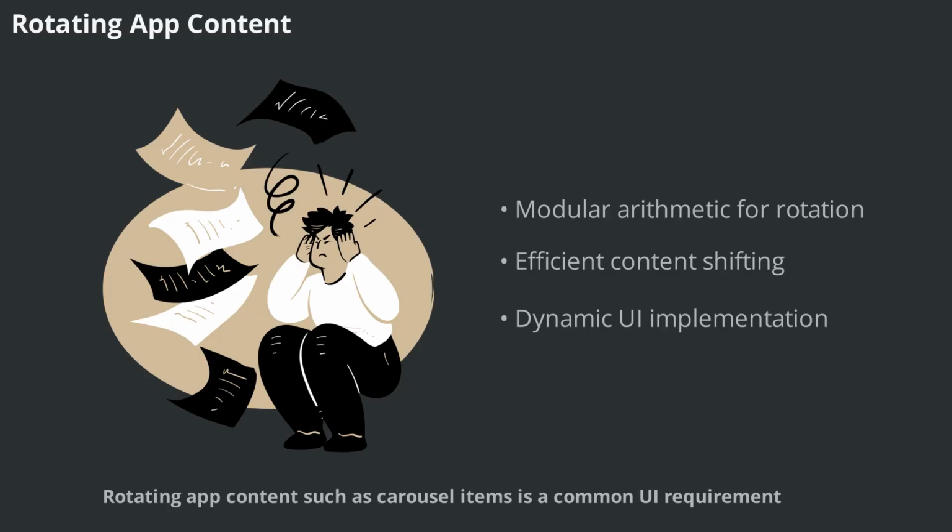Rotating app content such as carousel items is a common UI requirement. Interviewers may ask how to rotate a list by K positions. Using modular arithmetic and slicing, you can shift content efficiently. This technique is useful for implementing dynamic UI elements and keeping content fresh for users.